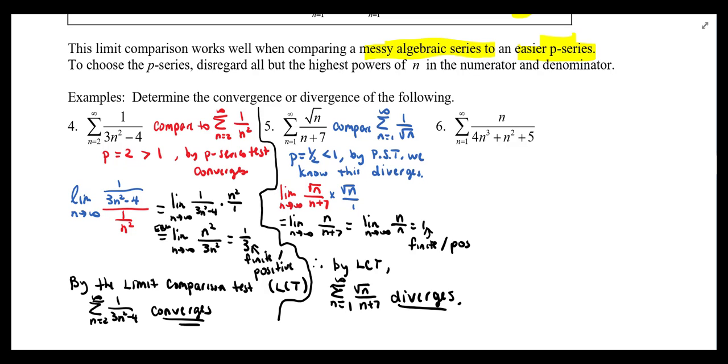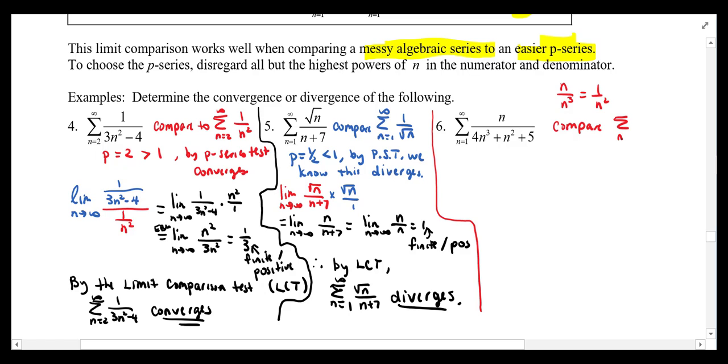Okay, last but not least, numero 6. Number 6. You're thinking, what can I compare this to? n over n cubed. Yeah, that simplifies to 1 over n squared. So definitely compare this to the sum from n equals 1 to infinity of 1 over n squared. We know that this is a p-series with p equal to 2, that's greater than 1, therefore by the p-series test, this converges.